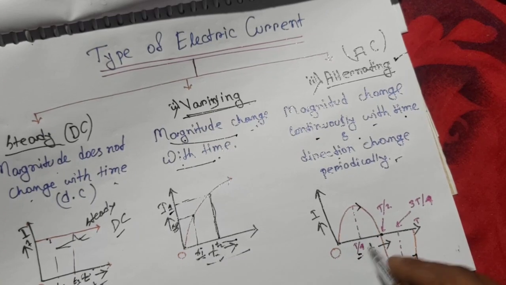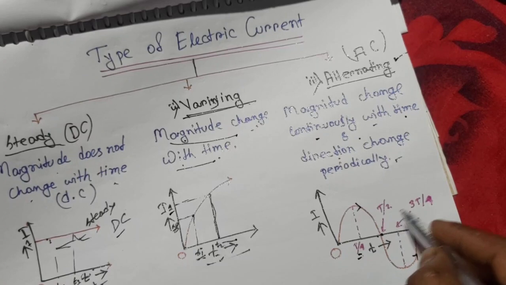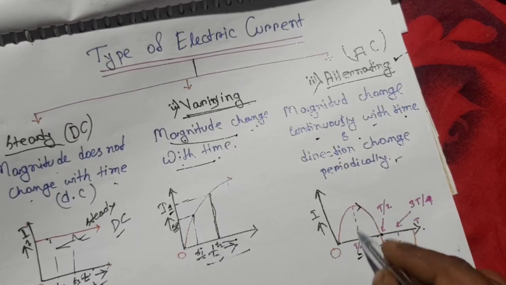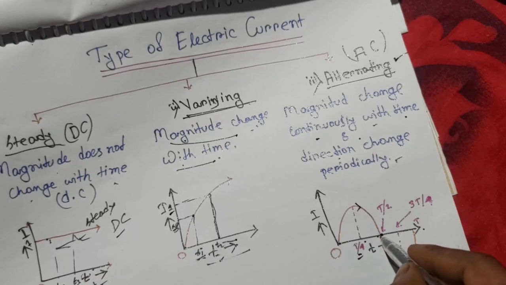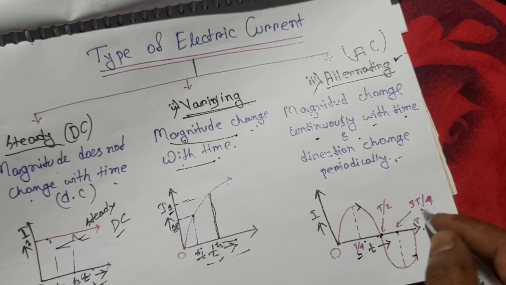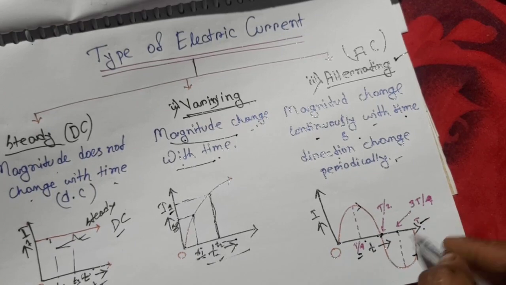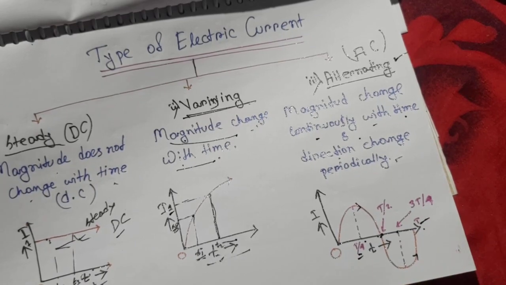Okay, T by 2, and the total time is T. Here we can say it's T by 4, here T by 2, here 3T by 4, and here T.